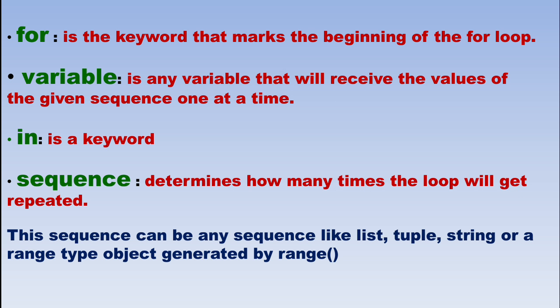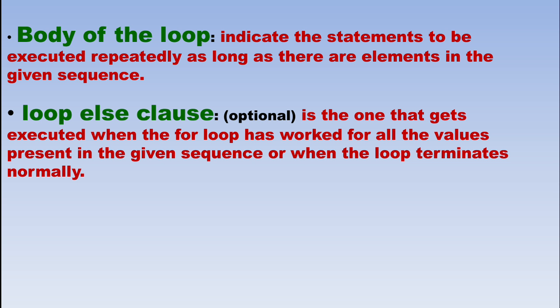Now see what the possible values for this sequence can be. The sequence can be any sequence like a list, tuple or string, or a range type object generated by the range function. You will be studying the range function shortly because this is a new function for you, but list, tuple and string were already introduced to you in the previous chapter. We'll see these things in detail later. First of all, let us complete the syntax of the for loop.